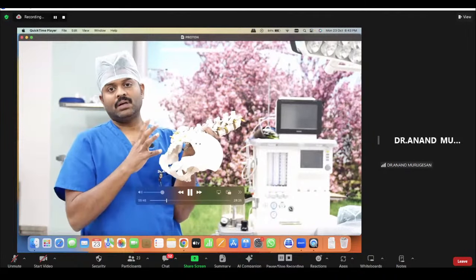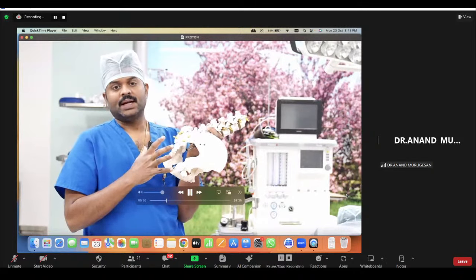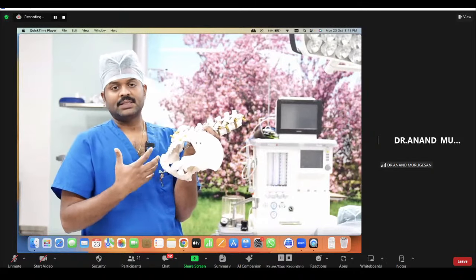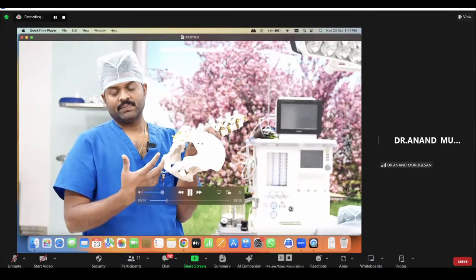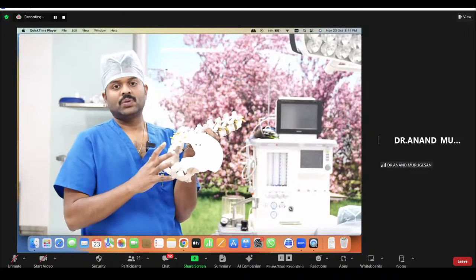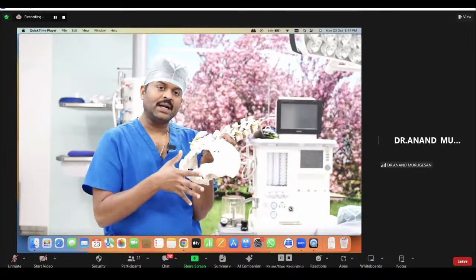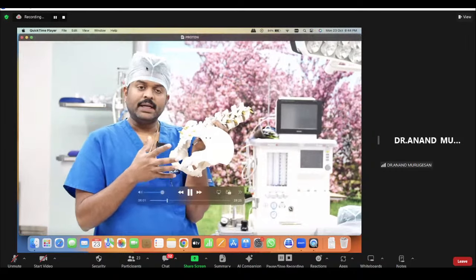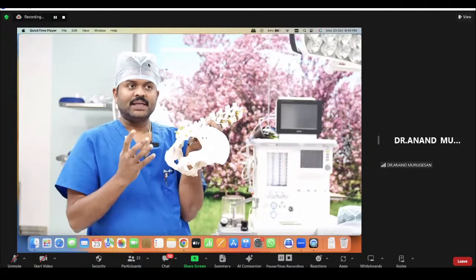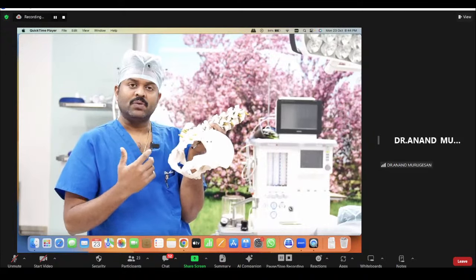So this is the origin, course, where it can get entrapped, and the sensory and motor supply of the pudendal nerve. So what is the clinical anatomy? The clinical anatomy here is that it is a mixed nerve. As I said, it is a mixed nerve. It has both sensory and motor components.